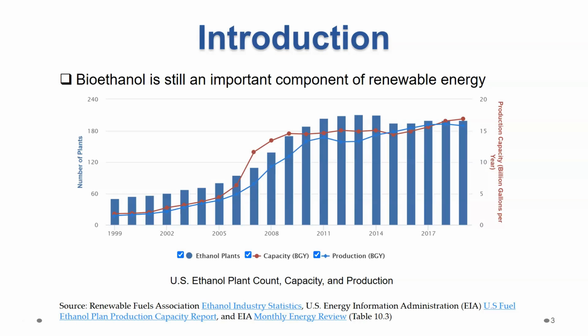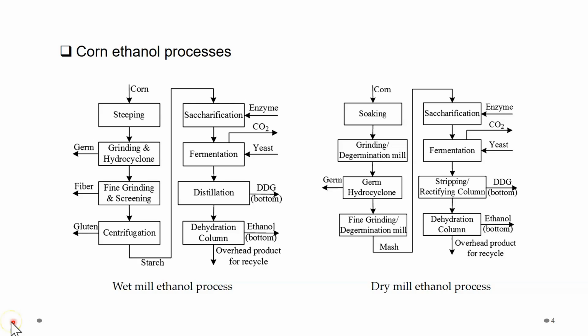Bioethanol is one of major renewable biofuels. As shown in the chart, the US currently has around 210 ethanol plants with total ethanol production of 16 billion gallons per year. It is important to explore the improvement and intensification technologies that can reduce the energy consumption and the environmental impact and increase the profit. There are two types of ethanol processes, the wet mill and the dry mill ethanol process.